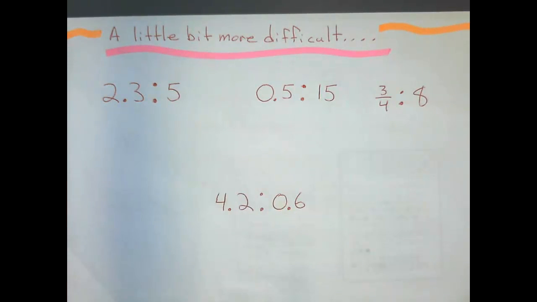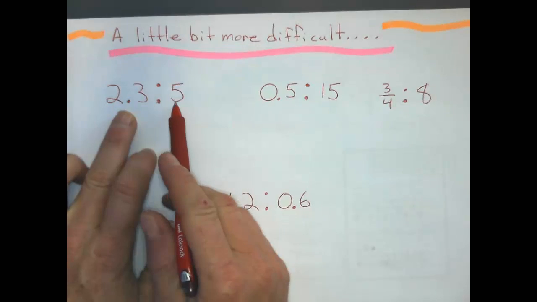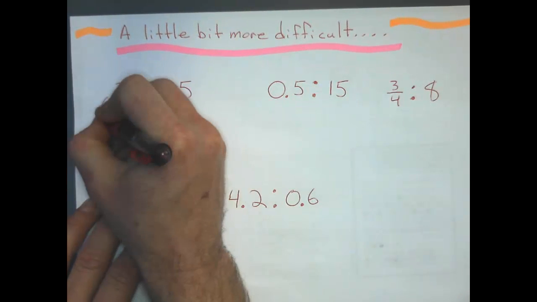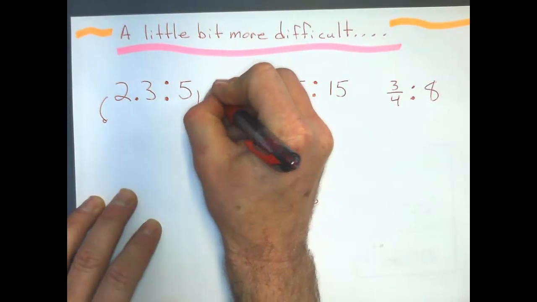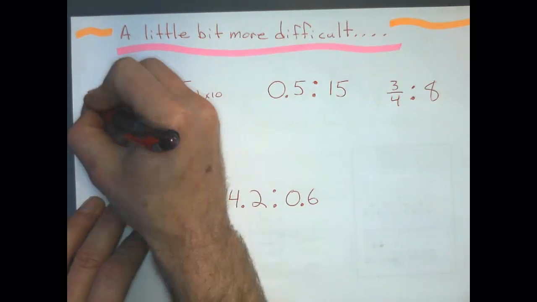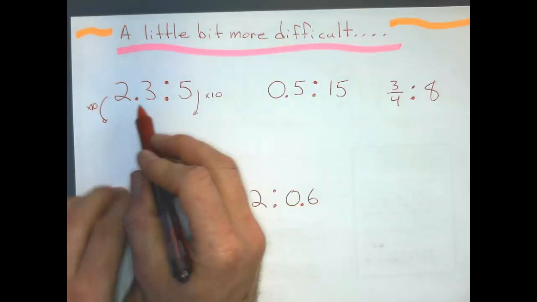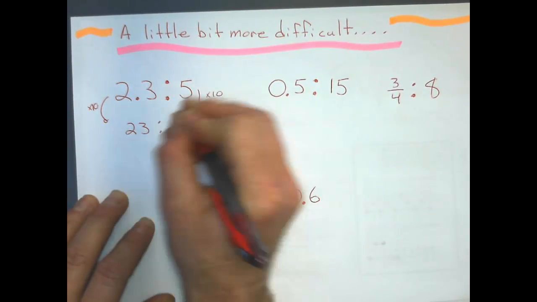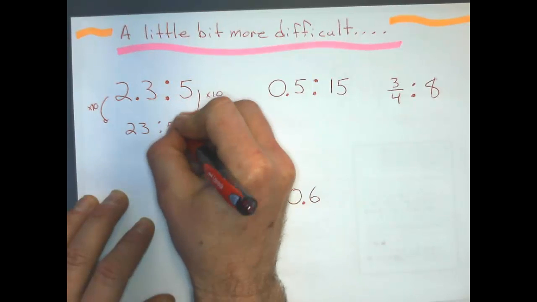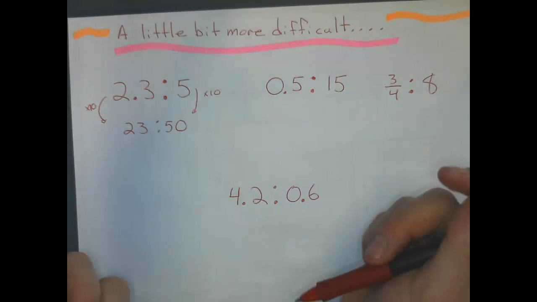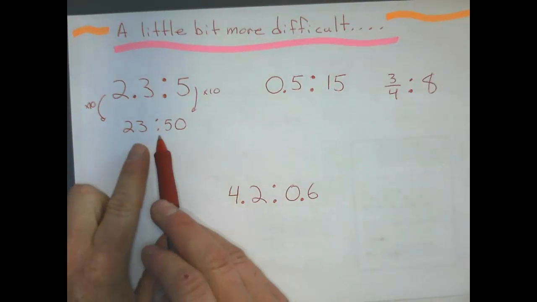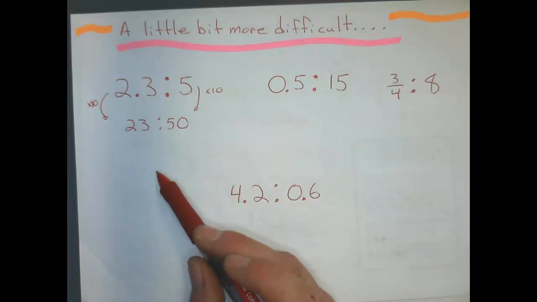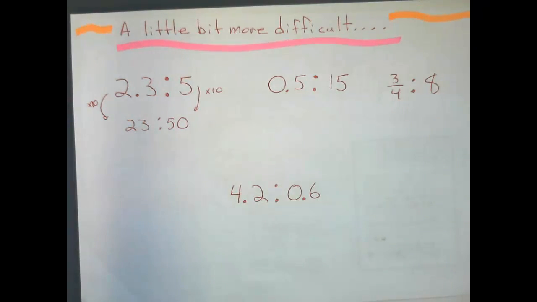So what's going to make these both whole numbers is if I multiply both sides by 10. And if I multiply both sides by 10, by 10, what I get here is 2.3 times 10 is 23, and 5 times 10 is 50. It's easier to deal with whole numbers than it is with decimals. So I look at this, and 23 to 50 doesn't have any common factors, so I'm finished. All I had to do for that one was write it as two whole numbers.